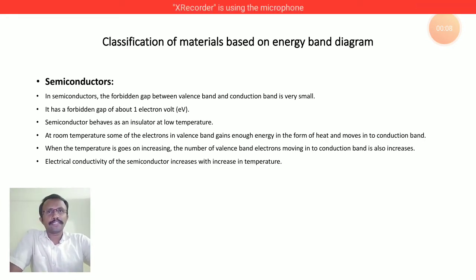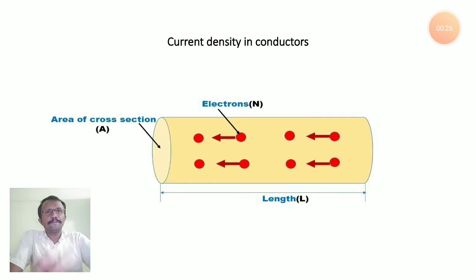So last lecture, we discussed the classification of materials based on the energy band diagram, especially the forbidden gap. In the classification, we discussed insulators, conductors, and semiconductors. I hope everyone understood what an insulator, a conductor, and a semiconductor are. Now in this lecture we will discuss current density in conductors.